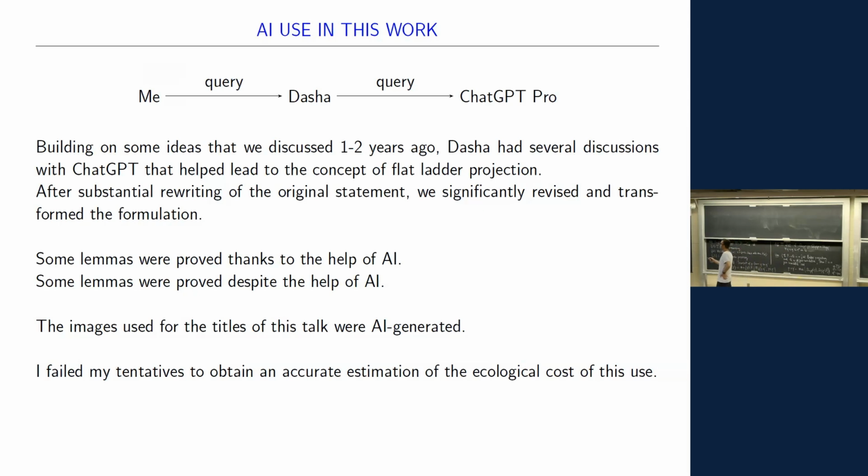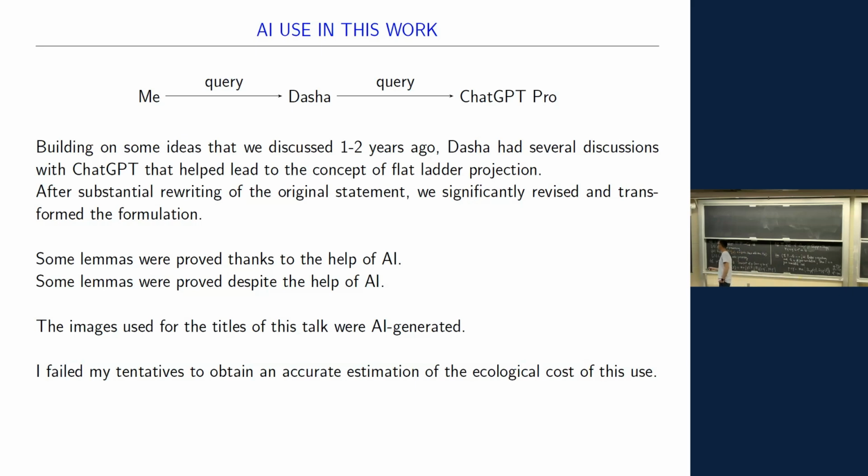So in particular, Dasha used it to arrive at the concept of flat lattice projection. We had discussed this kind of projection for 2 years, but she really used it to arrive at a nice notion of it. And we used it to prove some lemmas, but I also really needed to forget it to manage to prove other things. The images were generated by AI.